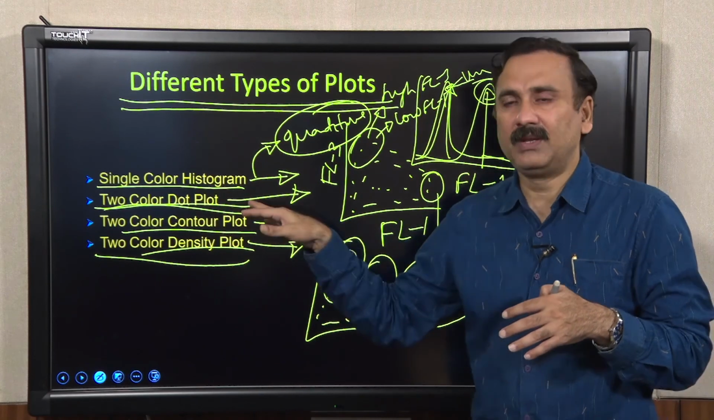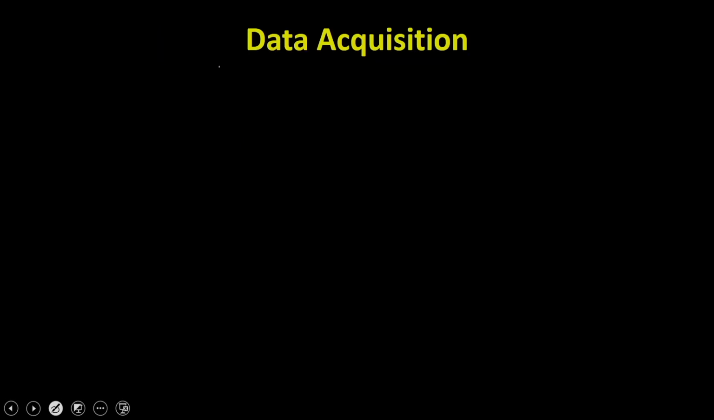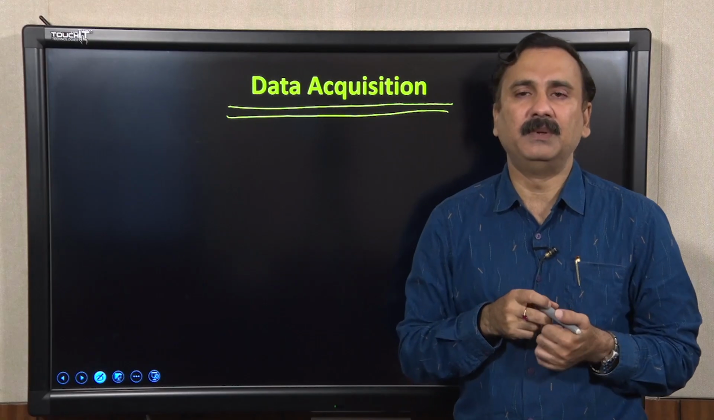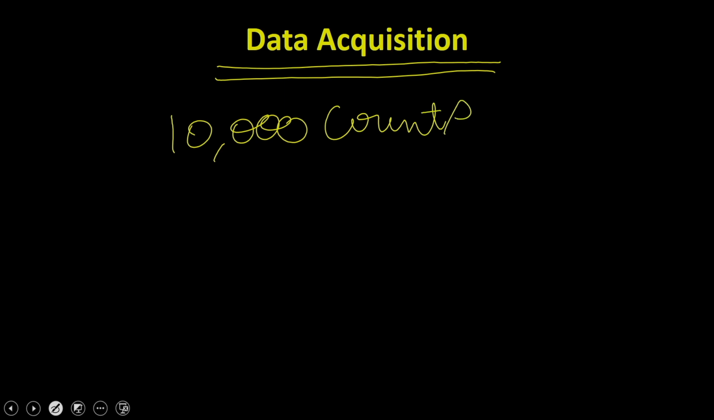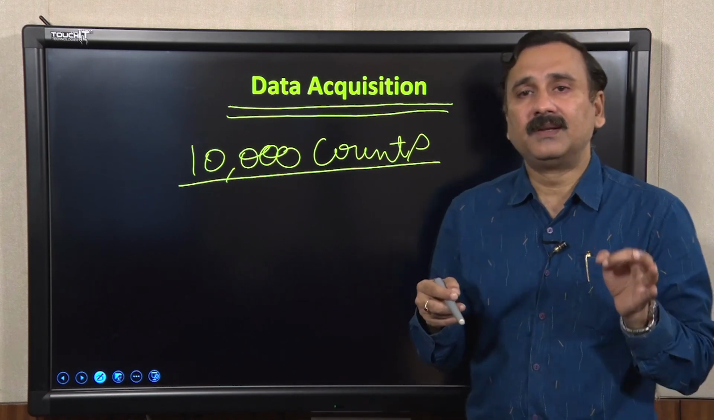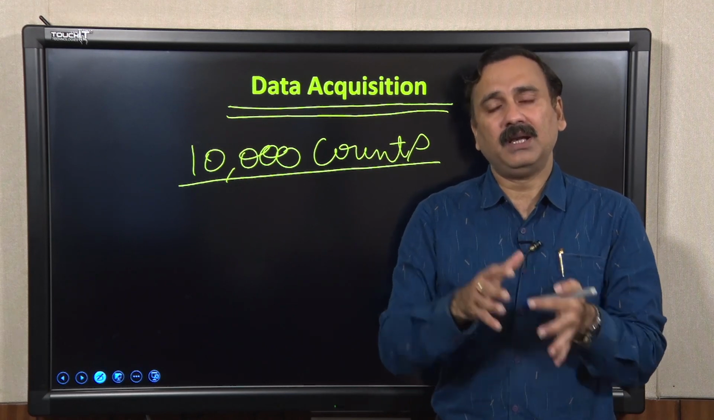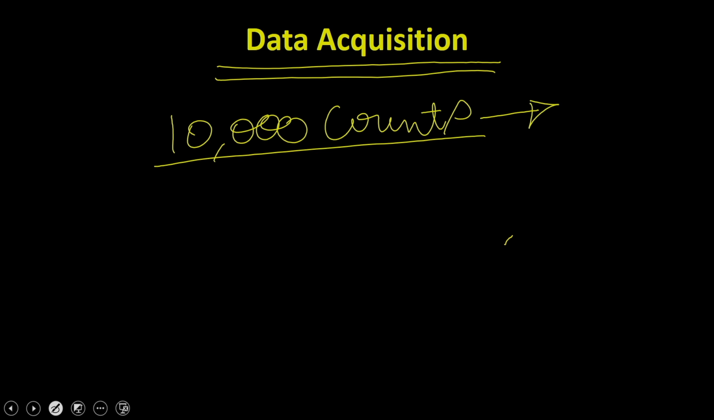So, we are going to take a few examples of this, and then you will understand in more detail. Then you have the data acquisition. Data acquisition is very simple. You have to process your sample, and ideally what people do is they always collect 10,000 counts. In a flow cytometer you do not call it the number of cells, you always call it a count, because every individual cell is considered a particle, and that particle is being counted. So, what people normally do is they always collect a sample of 10,000 counts.